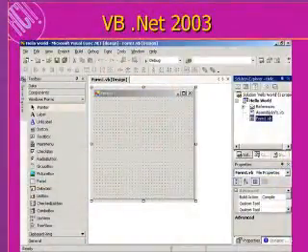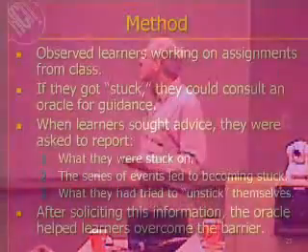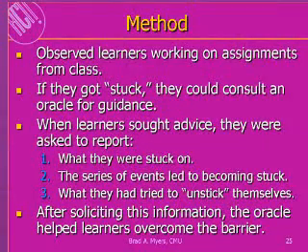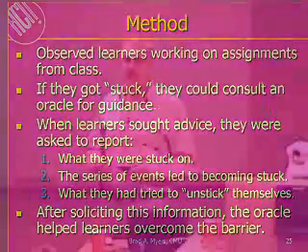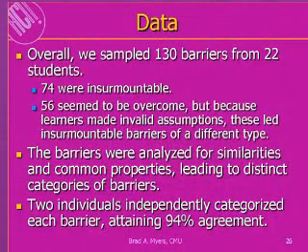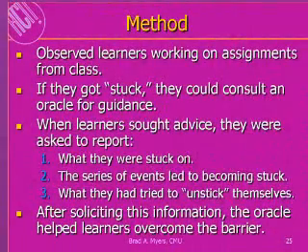So we looked at all these kids trying to learn VB.NET in my course, and we looked for what we called insurmountable barriers, which is basically where they got stuck and had to ask the TA for help. We did all sorts of coding of what they asked about and what the problems were, and looked for what we could learn from the kinds of things that they were stuck on. And of these, we sampled 130 barriers from almost half of the students.